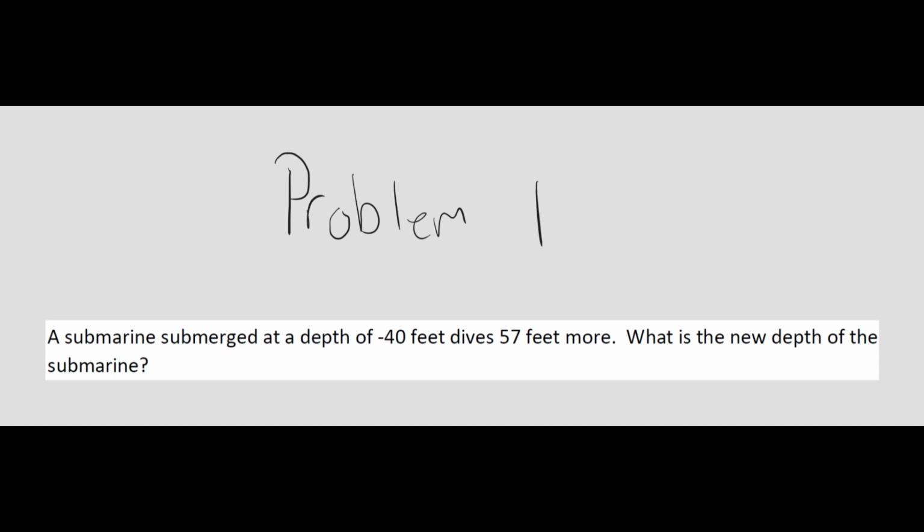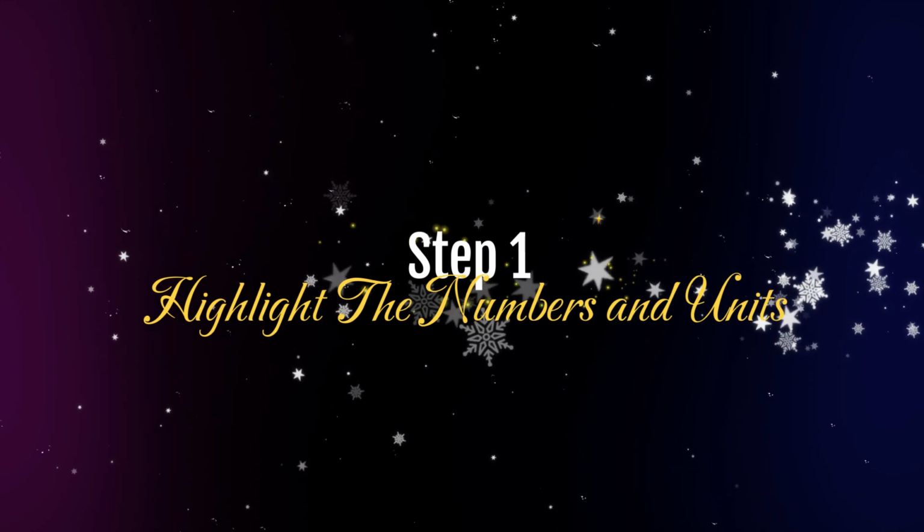First of all, let's just read a problem. Here's our first problem. A submarine submerged at a depth of negative 40 feet dives 57 feet more. What is the new depth of the submarine? It's important we just read things right off the bat and get a sense of what the context of the problem is.